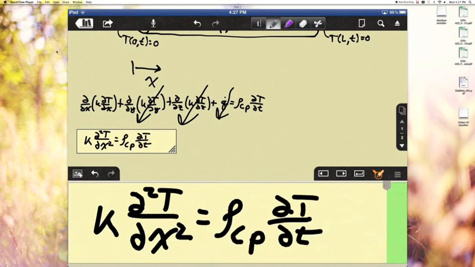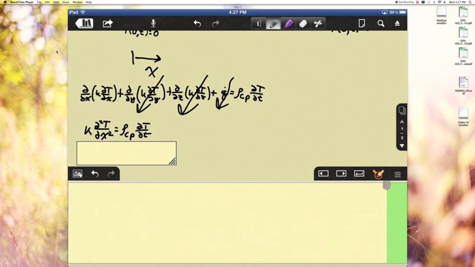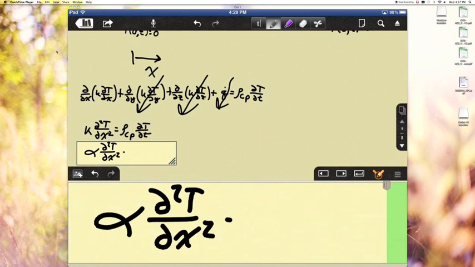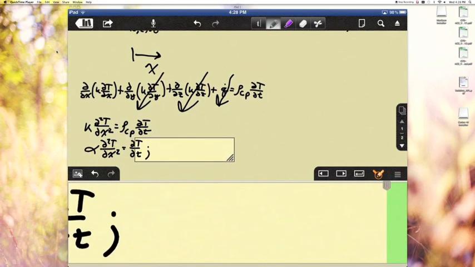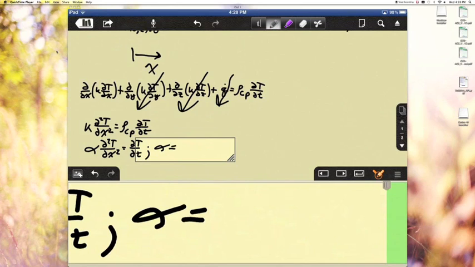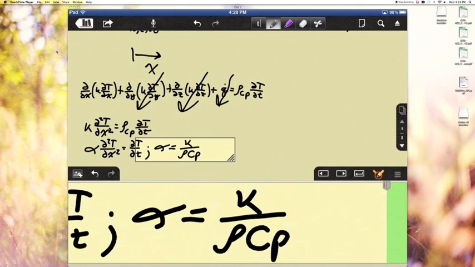Now what we can do is divide through by rho Cp and derive the thermal diffusivity. We're going to call the thermal diffusivity alpha, so we get alpha del squared T del x squared is equal to del T del time. I'm just going to make a special note that alpha, the thermal diffusivity, is simply equal to the thermal conductivity divided by the density multiplied by Cp, the specific heat.